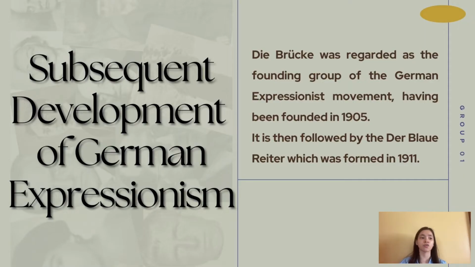two notable groups known as Die Brücke and Der Blaue Reiter. So Die Brücke was regarded as the founding member of the German Expressionist movement, having been founded in 1905, while Der Blaue Reiter succeeded them and was officially formed in 1911. Because of its popularity, Expressionism influenced other movements such as Abstract Expressionism and Neo-Expressionism, and it may be said that the style still exists today.